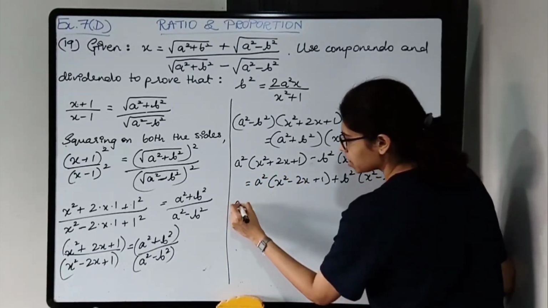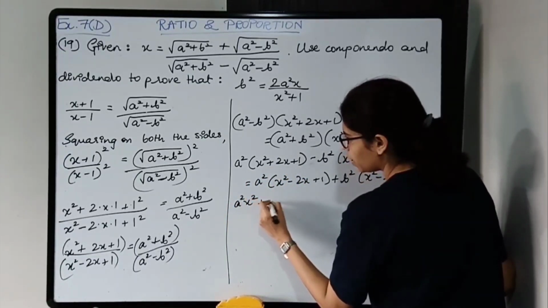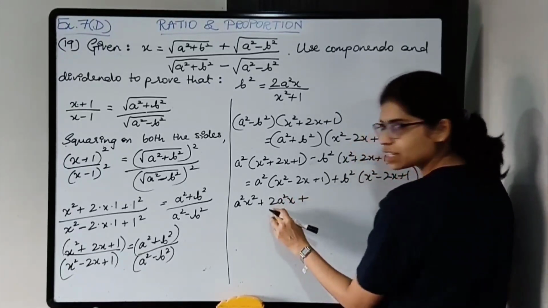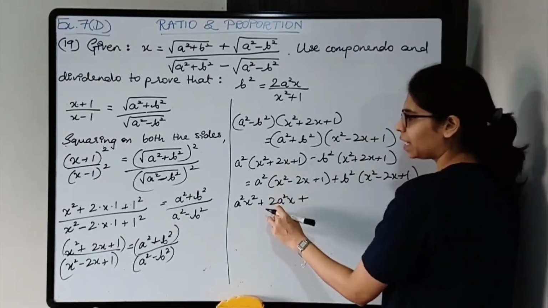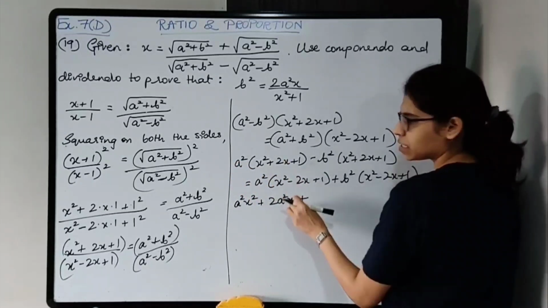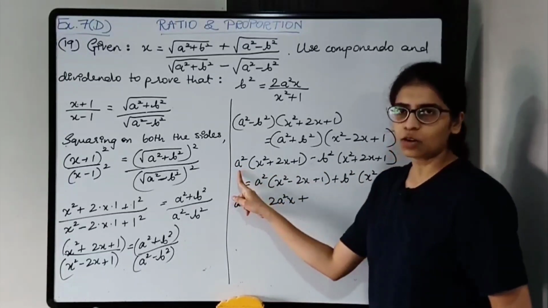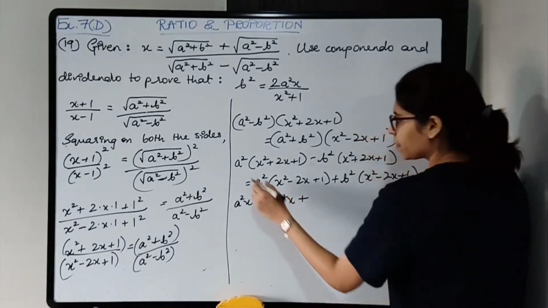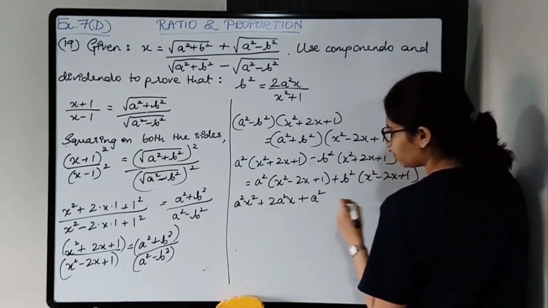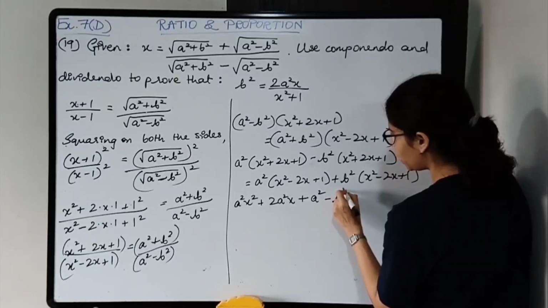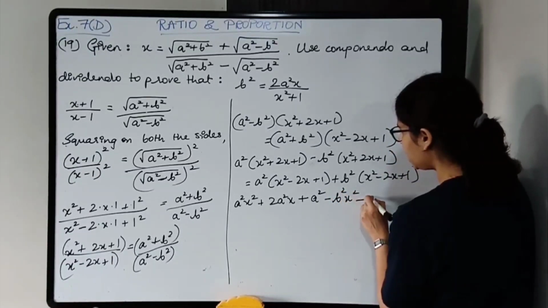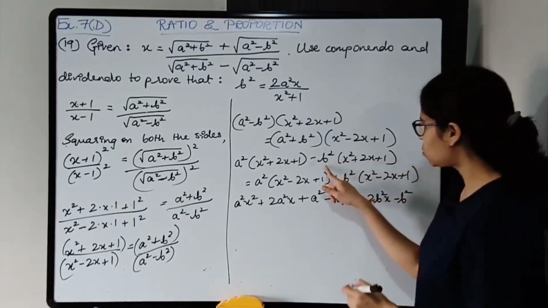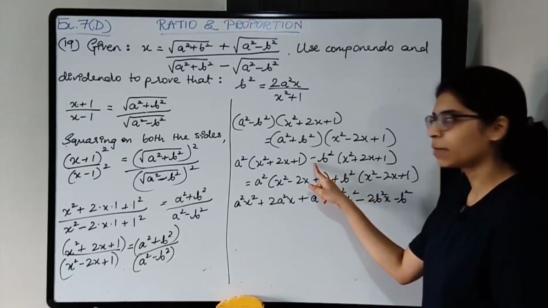Opening the brackets, a square x square plus 2a square x plus, always write down the number first. Okay, write 2 first, then a square x. I have written in alphabetical order. A comes first and then x. So I have written it in that order. A square into 1 will be a square. Minus b square x square minus 2b square x minus b square. The signs will change over here because you are multiplying by minus b square.